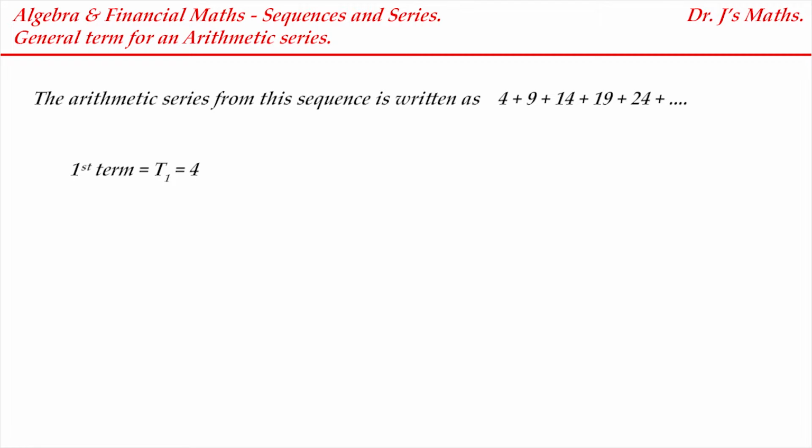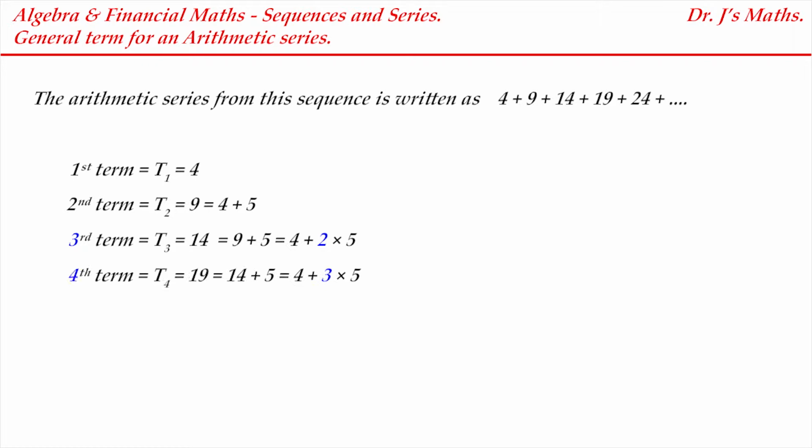First term we're going to write as T1. And that's going to be 4. The second term, T2, is 9, and we could have broken that down into 4 plus 5. The third term, T3, is 14, and so 14 is equal to 9 plus the common difference, 5, and then we've got 9 is 4 plus 5, so it's 4 plus 2 times 5. The fourth term, T4, is 19, same sort of deal, 14 plus 5, which is 4 plus 2 times 5 plus a 5, which is 4 plus 3 times 5.